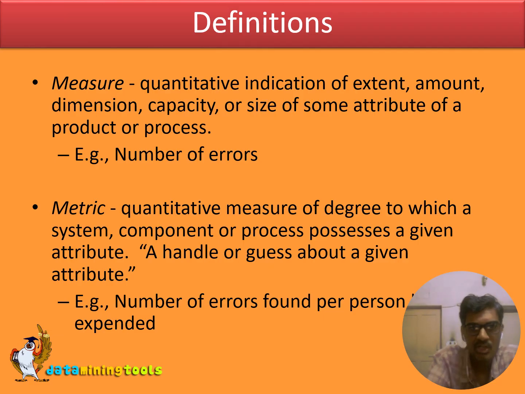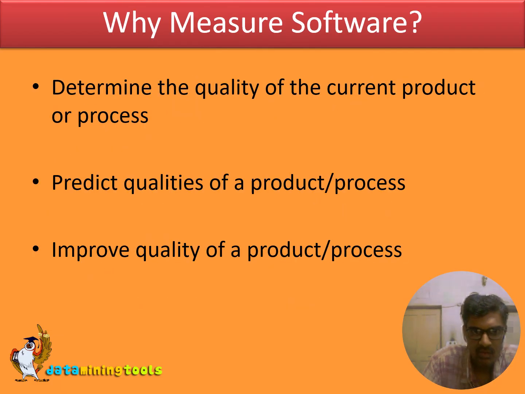Next, definition. First, let's define measure. Measure is a quantitative indication of extent, amount, dimension, capacity, or size of the attribute. Metric is a quantitative measure derived from measure, which is used in a system, component, or process. Why measure software? The reason we measure software is to determine the quality, predict qualities, and improve the quality of the product or process.